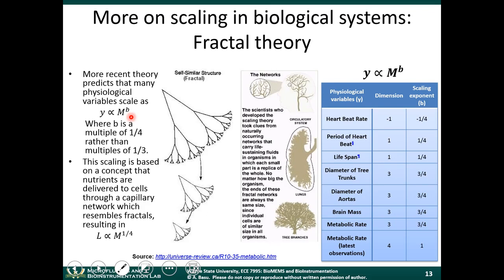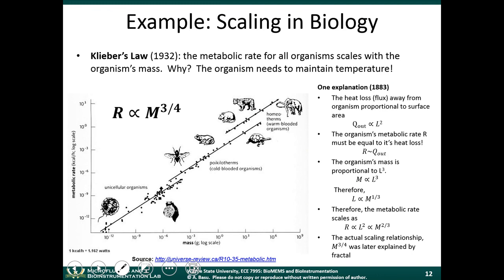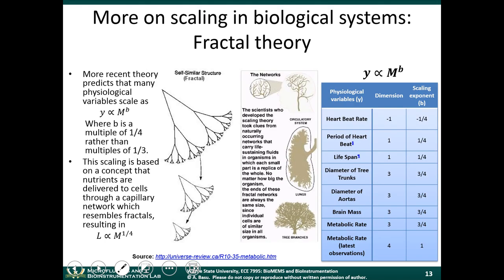All right, you notice in this chart that the metabolic rate scales as mass to the power of 2/3. It's a multiple of 1/3. The fractal law is a basis for describing why a lot of things in nature actually scale as a multiple of 1/4. It has to do with the analysis of these capillary networks, the branching networks that deliver nutrients to the cells. So it's not just an issue of heat loss from the organism. Nutrients being delivered to the cells is another requirement for the organism to survive.